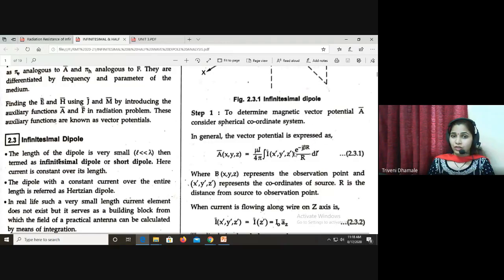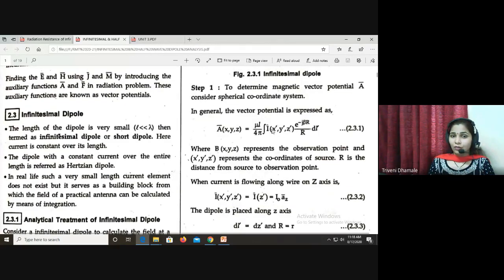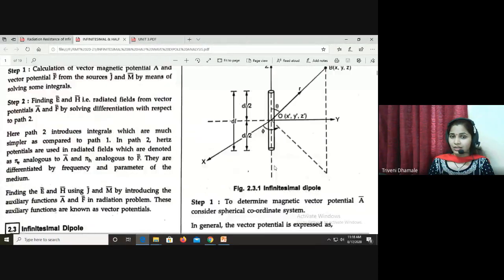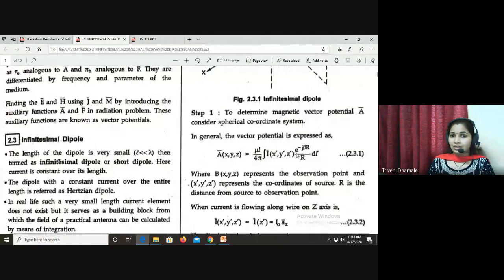Now here, whatever this I of x dash, y dash and z dash is, this indicates I at the origin. Here at this point, what is the current I? It is I at x dash, y dash, z dash. And e raised to minus j beta r. This is the complex part of the equation, where beta is the phase constant, e raised to minus j beta r.